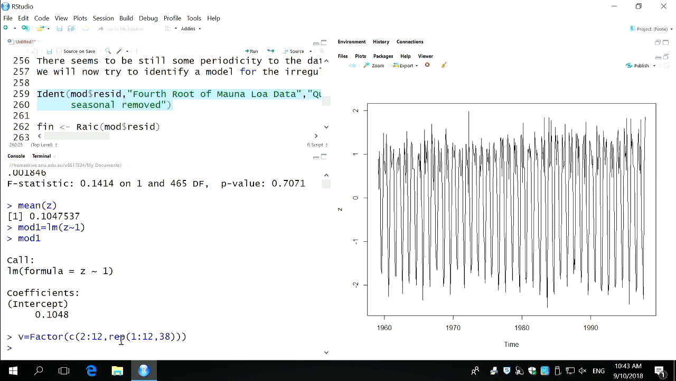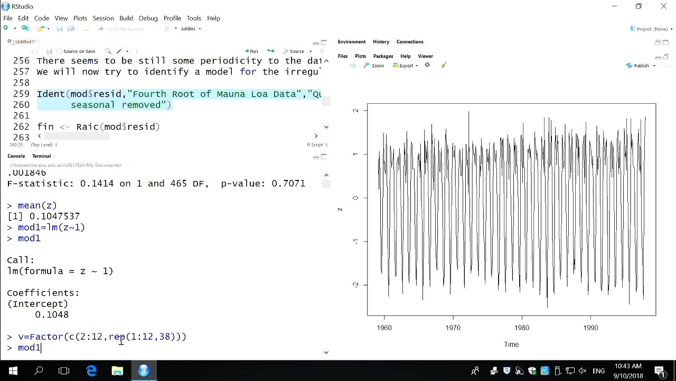That's going to be my seasonal factor. Okay, so it looks a little bit different than before. Remember, before we just said 1 to 12, 39 times. Now we're going to have 2 through 12 for the first year because the differencing removed the first element. And then on.